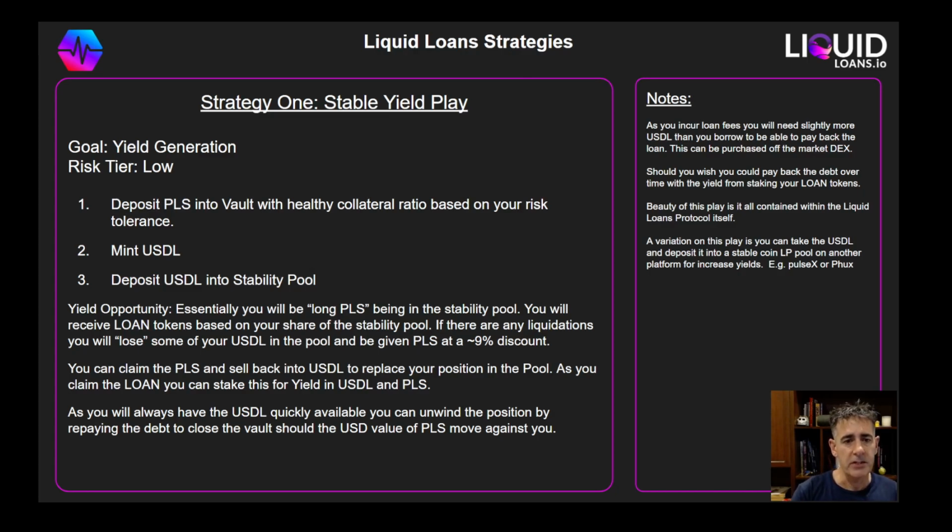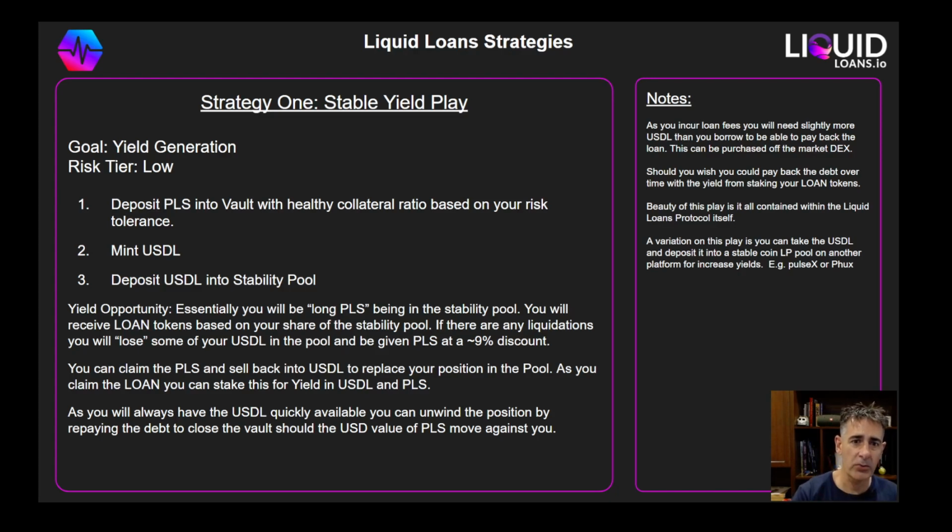So what have we just done? We've put some Pulse in a vault, extracted some USDL value, and then not sold that USDL for anything else, but just put that in the stability pool. So how do we protect our vault from liquidations in the event that the USD value of Pulse goes down?